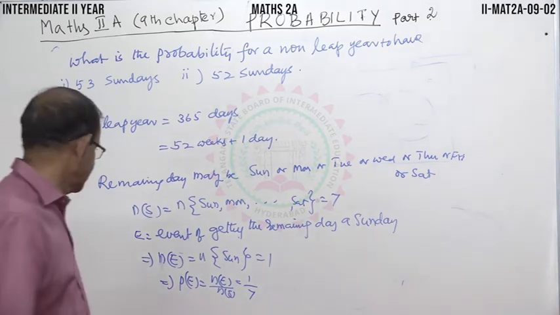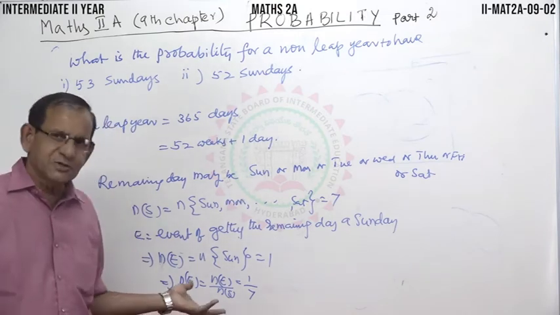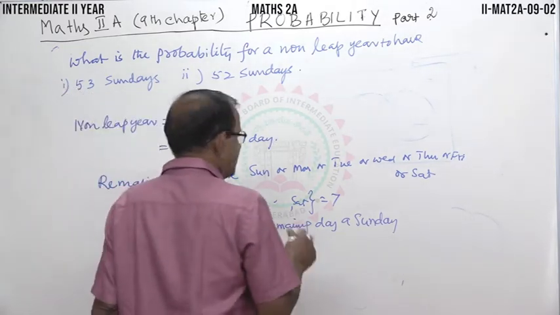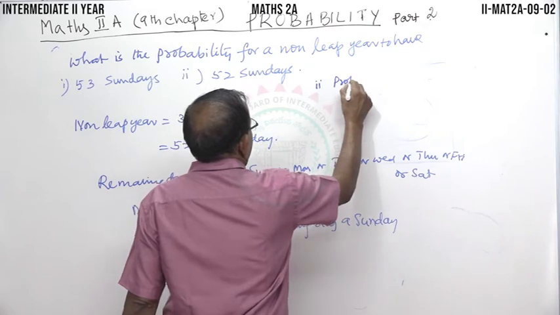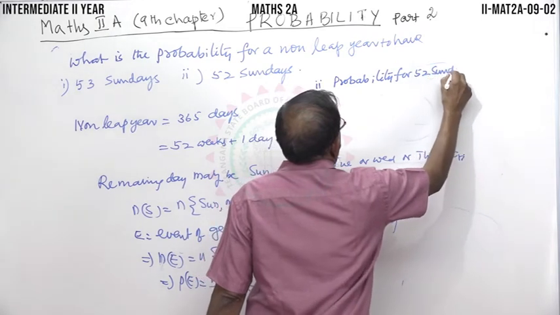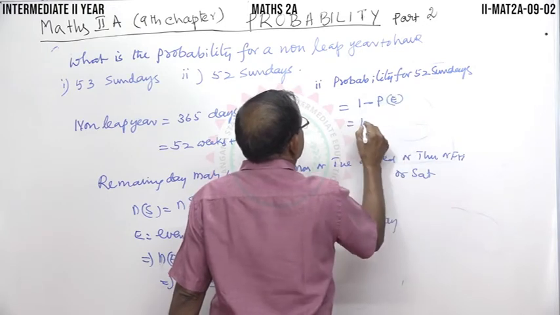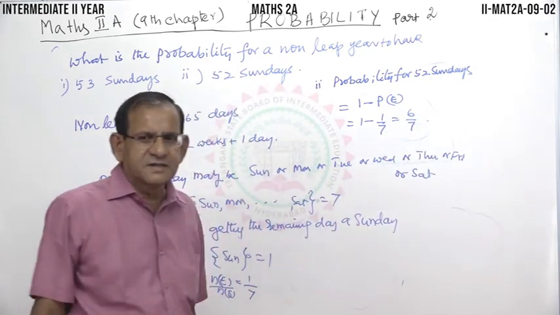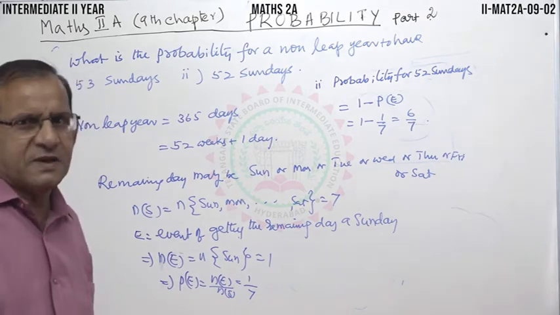Now in the same year, what is the probability for 52 Sundays? If that is not 53, it should be 52 only. So they are complementary events. So it is equal to P of E complement. Second, the probability for 52 Sundays is equal to 1 minus P of E, equal to 1 minus 1 by 7. That is 6 by 7. This is the probability for 52 Sundays.